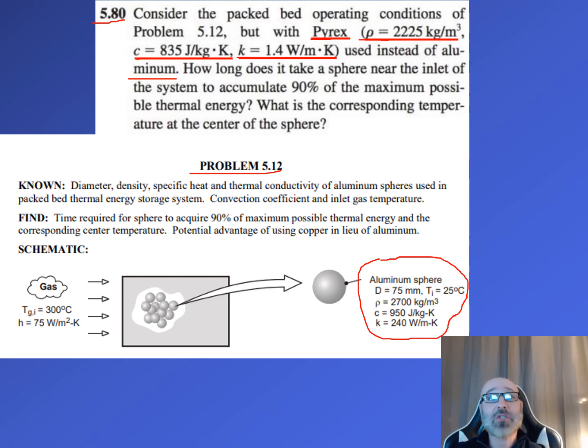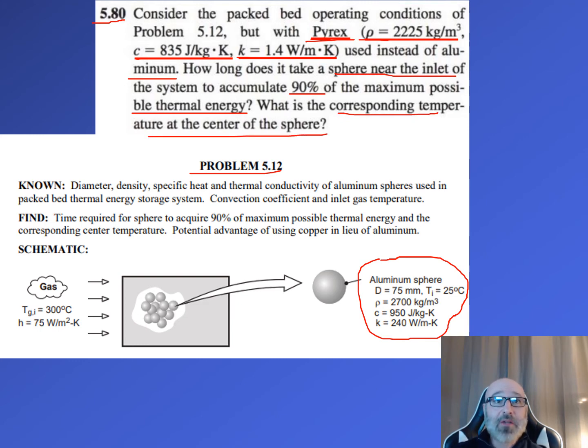And now they're asking us to use that new information for Pyrex and then find out how long it takes for a sphere near the inlet of the system to accumulate 90% of the maximum possible thermal energy, and also asks us to find the corresponding temperature at the center of the sphere.